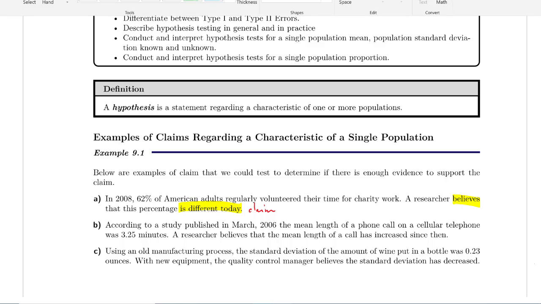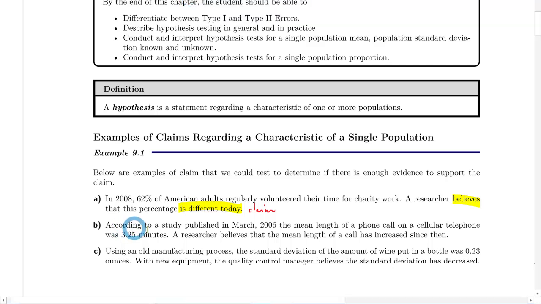Okay, let's look at the next one. According to a study published in March 2006, the mean length of a phone call on a cell phone was 3.25 minutes. So there's the population. It's saying, according to a study, everybody on a phone call spends about 3.25 minutes. Now, a researcher believes that mean length has increased since then. There's your claim.